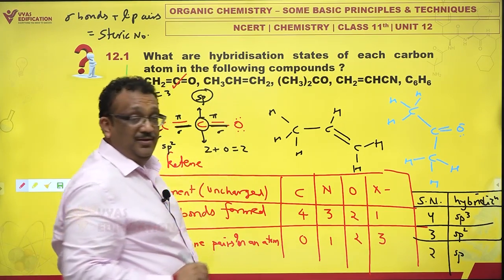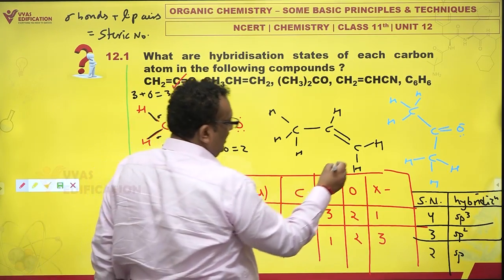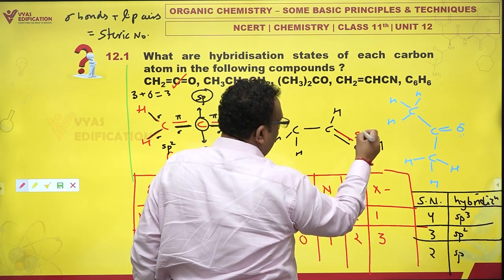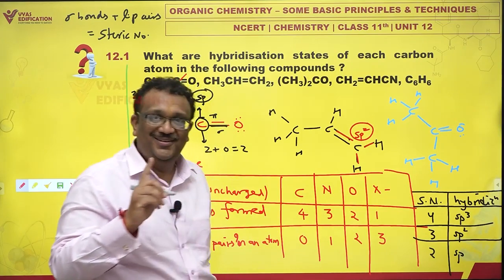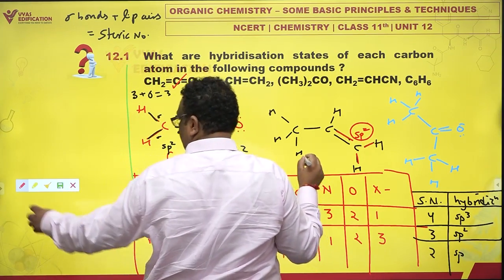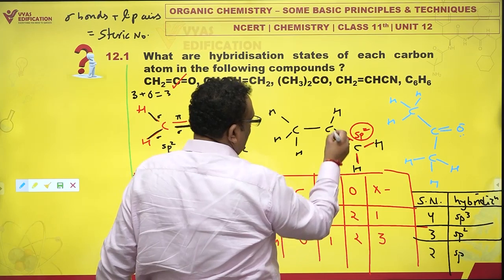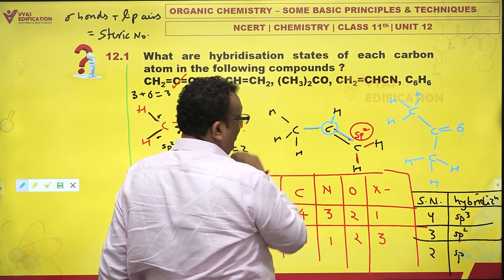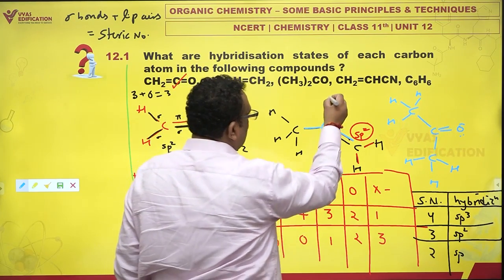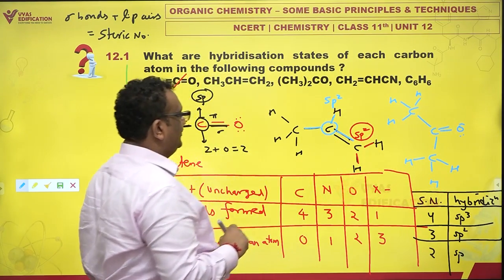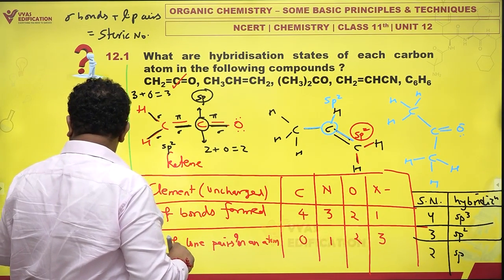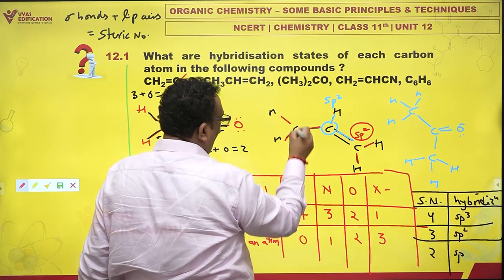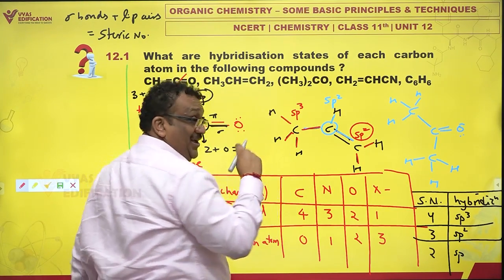What about propene? Let's take a look. 1, 2 and 3. sp2. Done? What about the other one? This carbon, 1, 2 and 3 again. So this also would be sp2. What about the third one? 1, 2, 3 and 4. This is sp3? Yes, this is sp3.